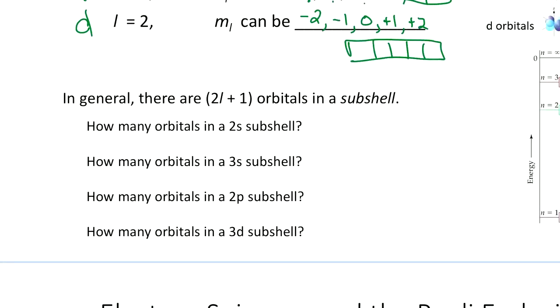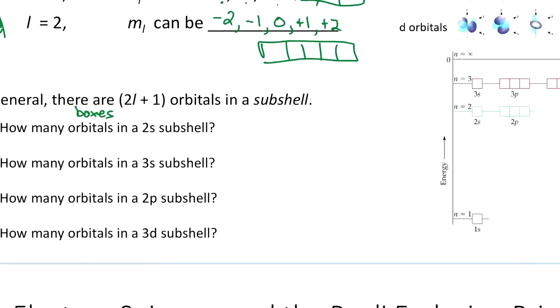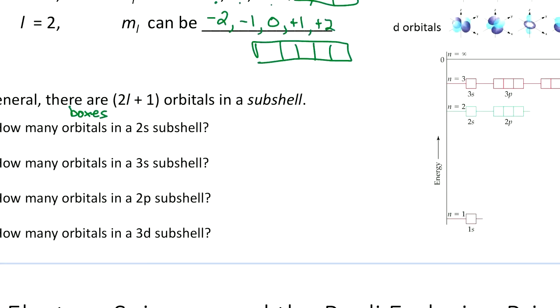So how many boxes are there in a 2S subshell? How many? You can also look over here. 2S has 1, yeah. 1 orbital. So then how many orbitals does a 3S subshell have? Also 1. So what really matters here? It's the S, or the P, or the D, that dictates how many boxes we're allowed to write.